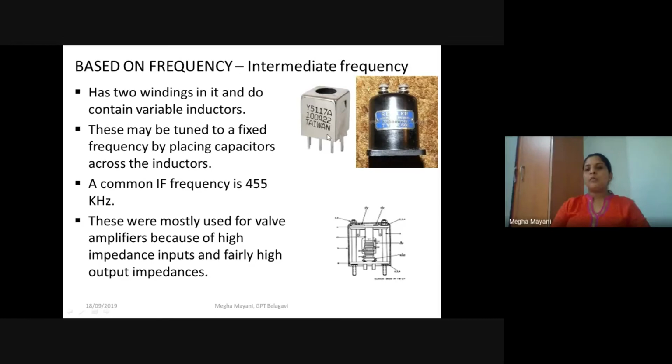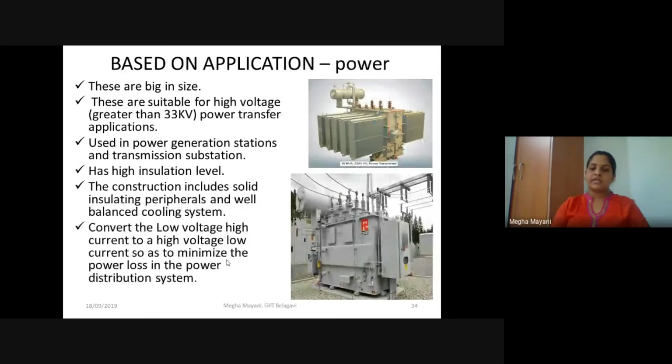And the most common intermediate frequency transformer is 455 kilohertz, because this is the frequency which is widely used as an intermediate frequency. We have a transformer for this type, 455 kilohertz. And these are used for valve amplifiers where you have high input impedance and high output impedances. So this is regarding the intermediate frequency transformers. The next category, friends, we shall do it in the next session.